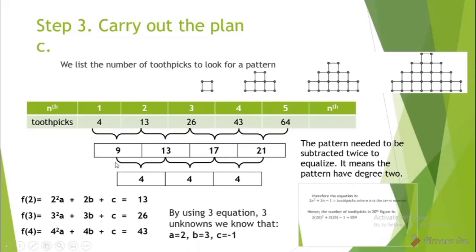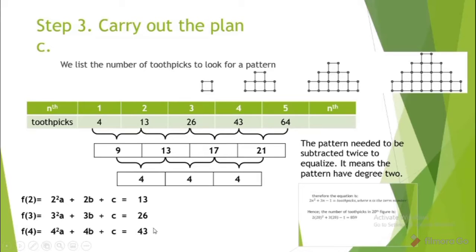So, we must use 3 equations and 3 unknowns. So, here na makikita natin yung 2 squared. So, yun yung degree of 2 niya. a times 2 squared plus 2b plus c is equal to 13. So, ito siya. Yung f of 2 or the second figure has 13 toothpicks. And f of 3 has 26 toothpicks. Ayan. And f of 4 or yung fourth figure has 43 toothpicks.